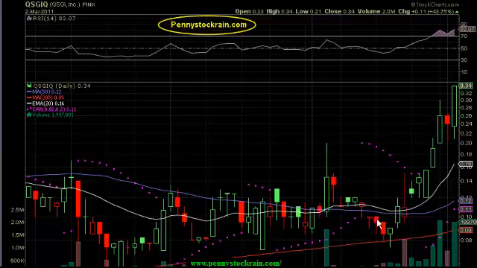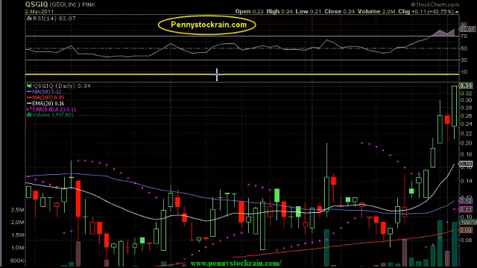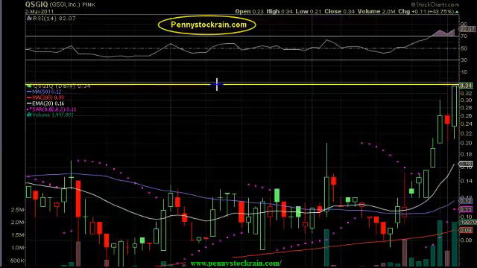Today we will be discussing QSGIQ. It's had an extremely nice run. As you could tell, it channeled here for a little bit and then broke out. What we're going to do is discuss our points of resistance areas and our support areas. As you can tell, this is a blue sky breakout, so we're right about here.